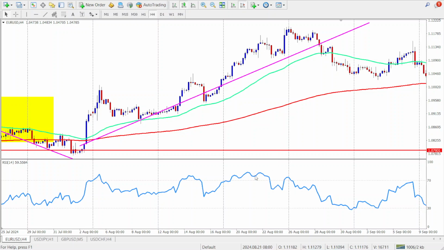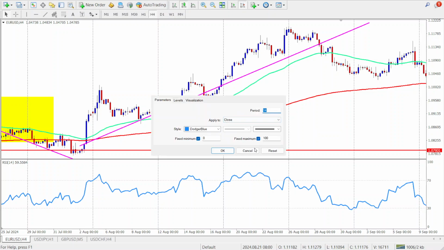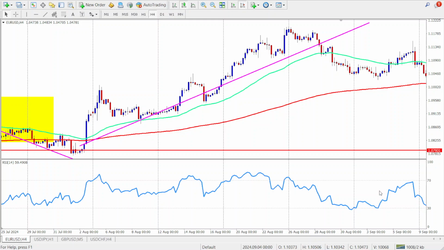Then concerning the RSI settings, the default setting is 14 period, okay, and it works well for most traders, but you can experiment with different periods based on your trading style, okay. Shorter periods will make the RSI more sensitive, while longer periods will smooth it out, okay. Now, for the 70 and 30 levels, they are standard for identifying overbought and oversold conditions, but you can adjust these levels to suit your preferences, okay. They are generally reliable for spotting potential reversals.